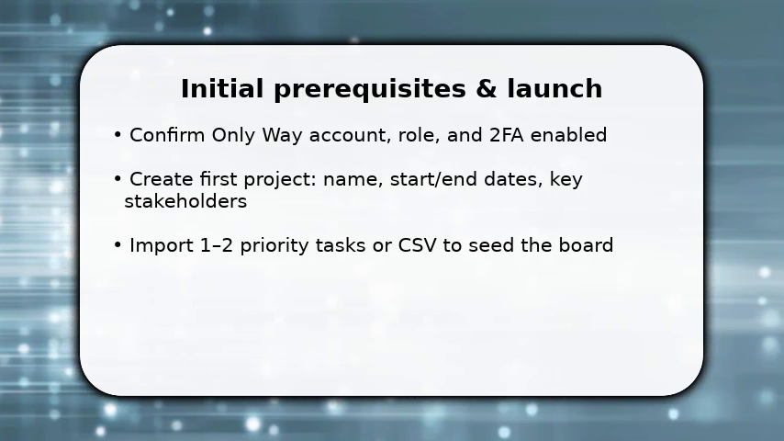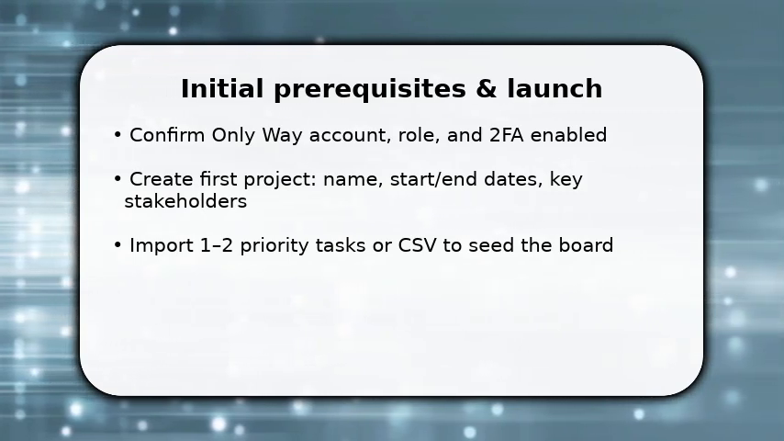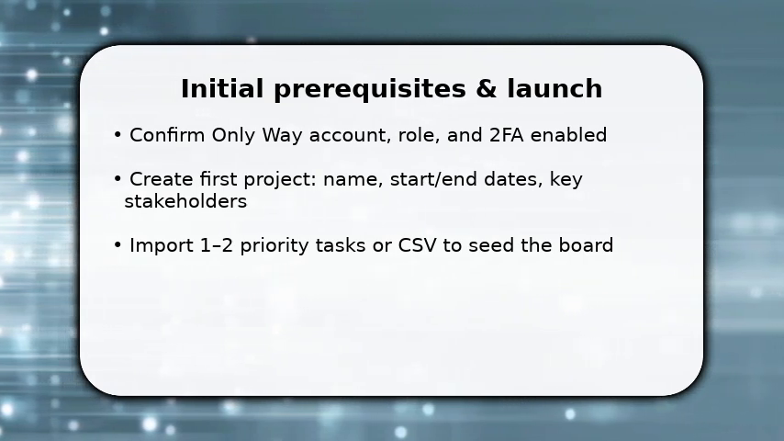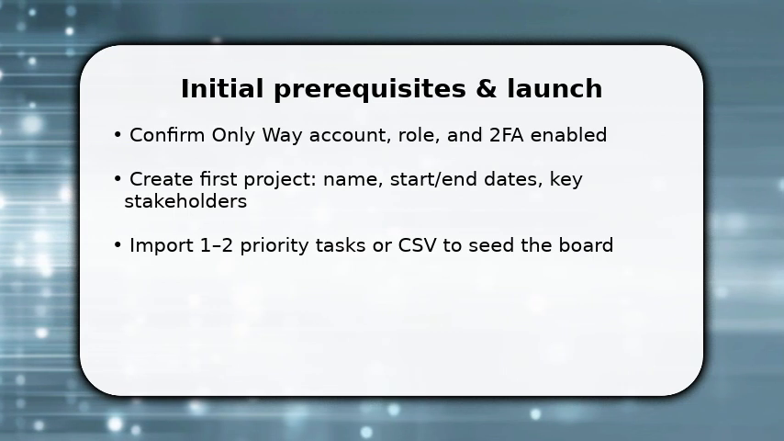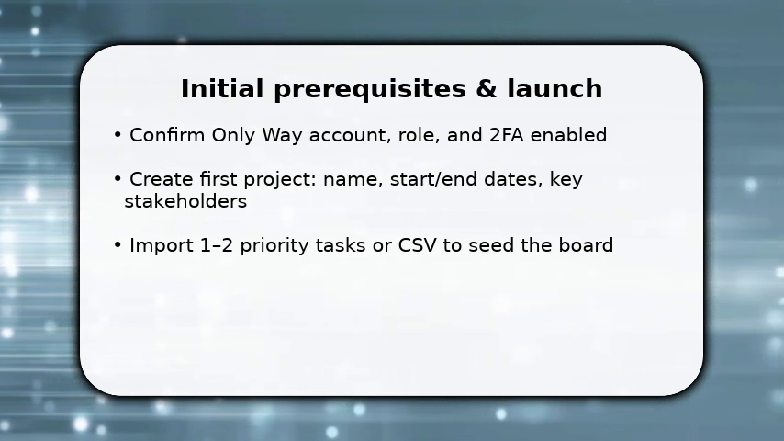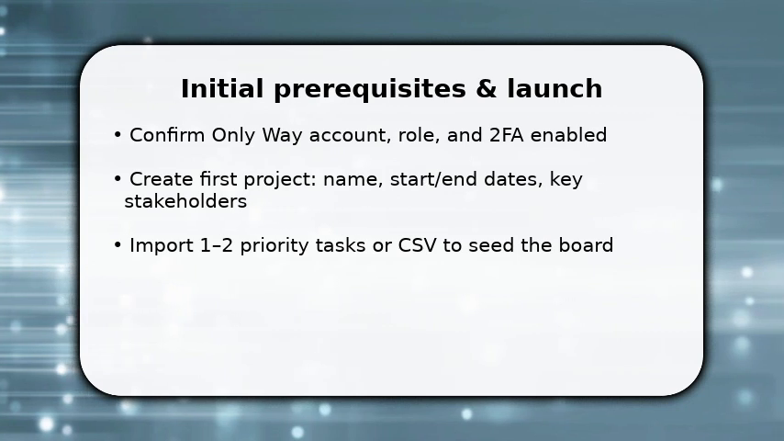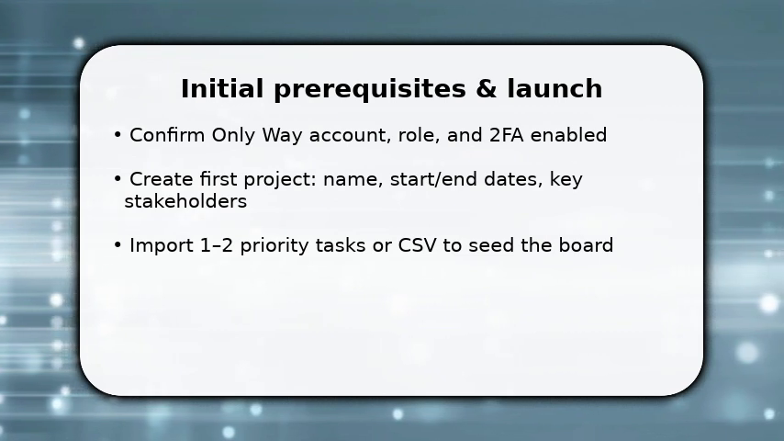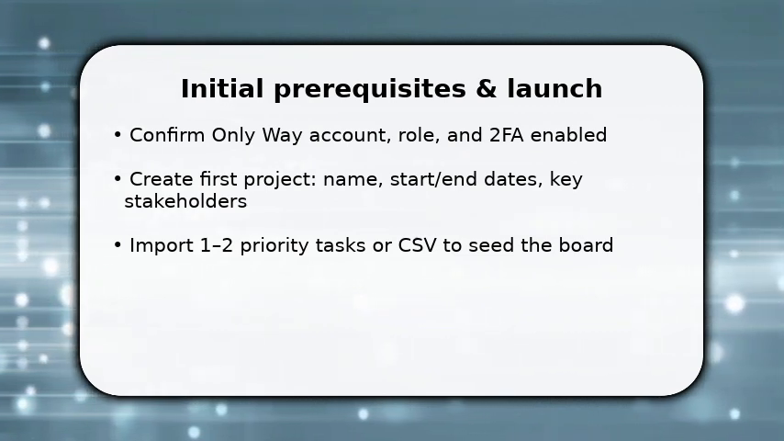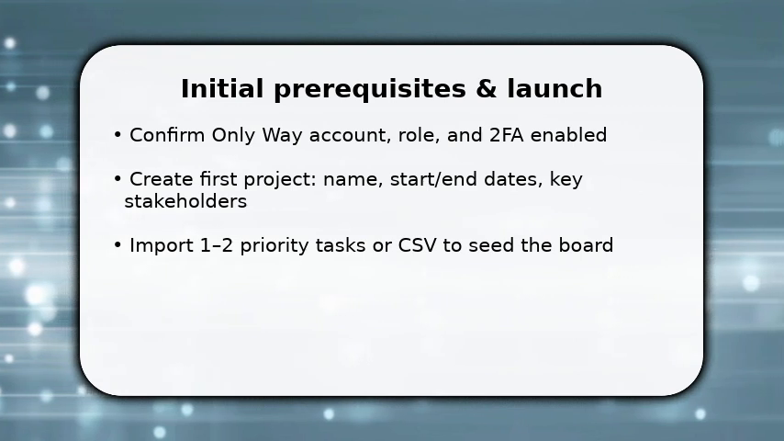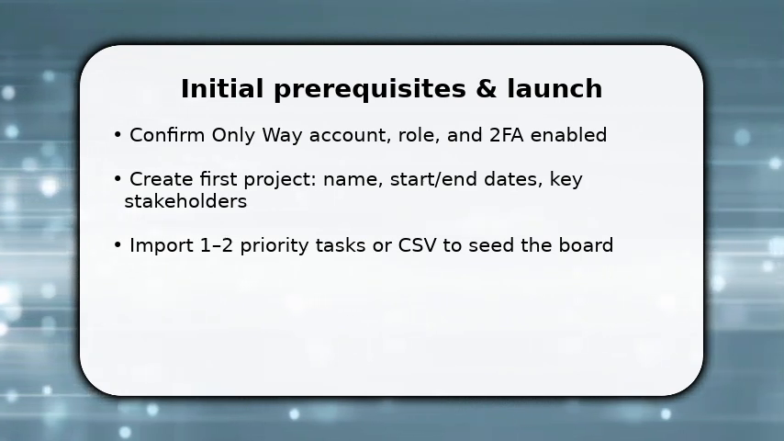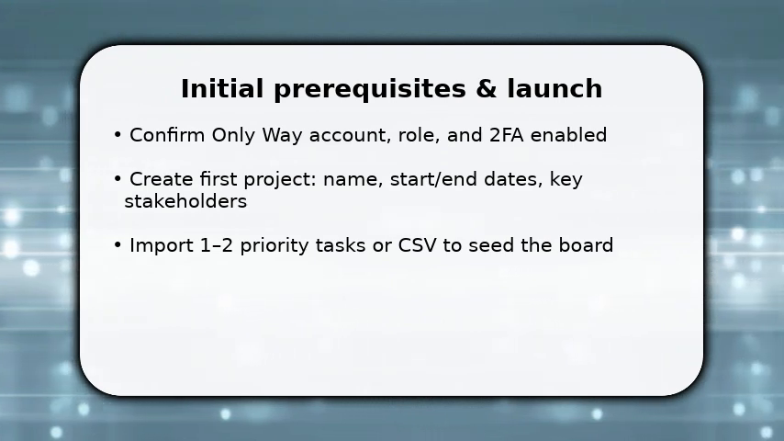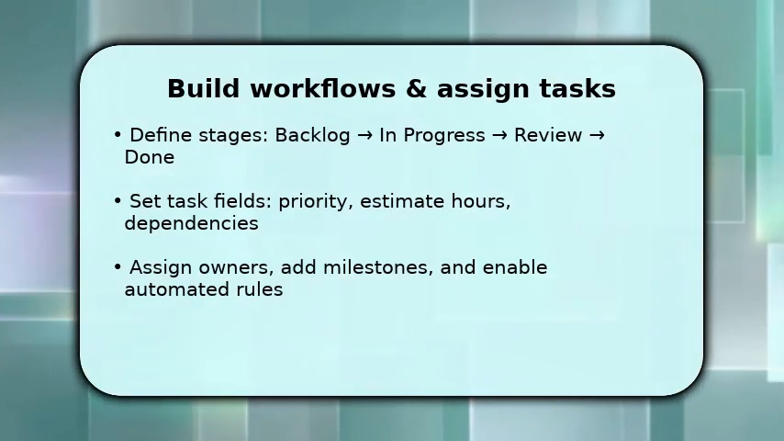You have the essentials ready: account, role permissions, and 2FA. First, create a project with a clear name and start/end dates so timelines are concrete. Next, add stakeholders and assign roles. This prevents confusion later. Once done, import a small CSV or add 1-2 priority tasks to seed the board and validate workflows. Make sure notifications are enabled so you immediately see updates and can confirm basic integrations like email or calendar syncing.